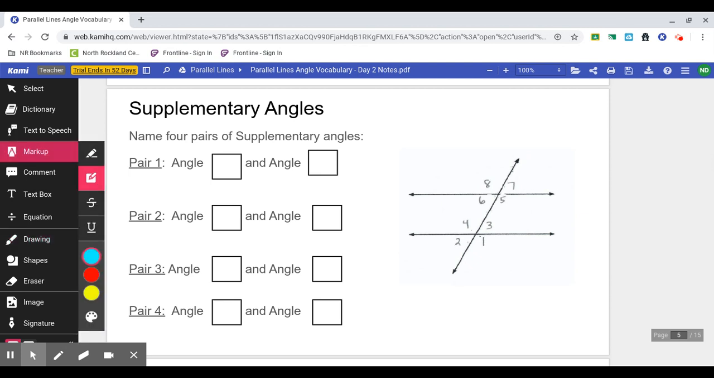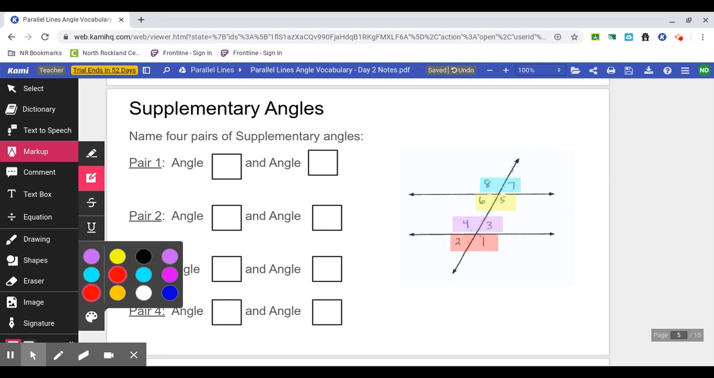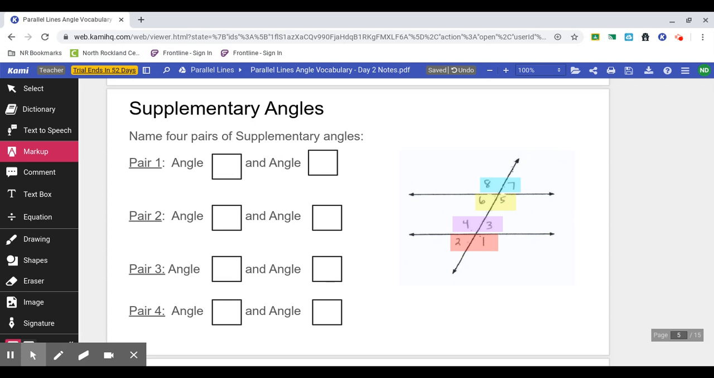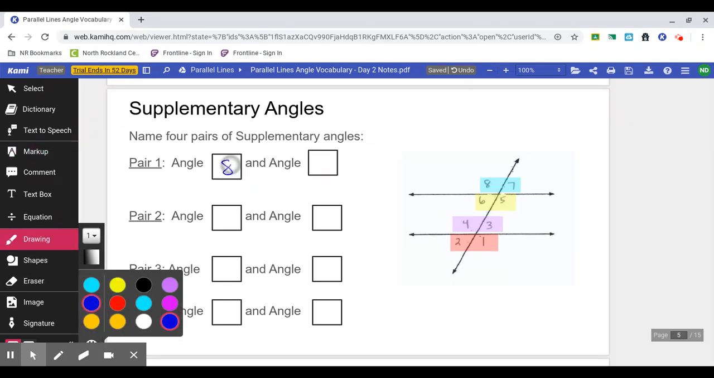So in this diagram here, angle 7 and angle 8 are supplementary angles. Angle 6 and angle 5 are supplementary angles. Angle 4 and angle 3 are supplementary angles. And angle 2 and angle 1 are also supplementary angles. So if we wanted to fill in our answers here, we have angle 8 and angle 7, angle 6 and angle 5, angle 4 and angle 3, and angle 2 and angle 1.